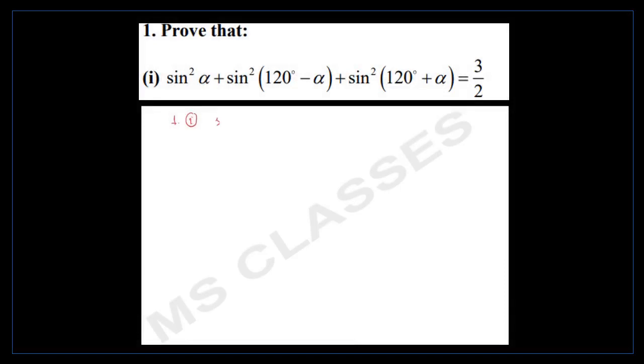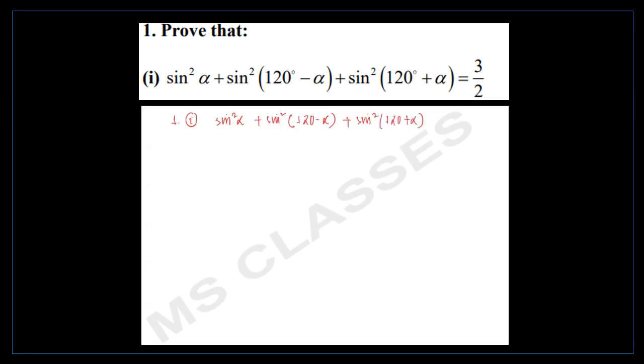It is given, prove that sine square alpha plus sine square 120 minus alpha plus sine square 120 plus alpha.